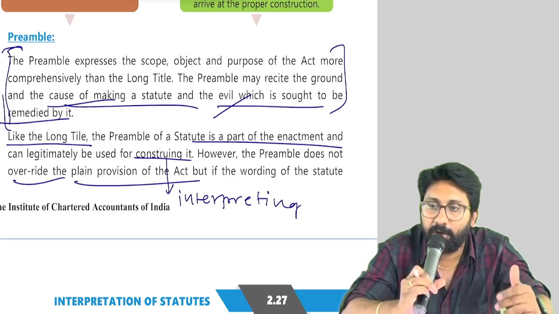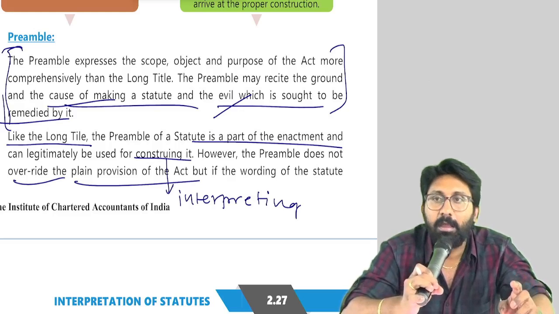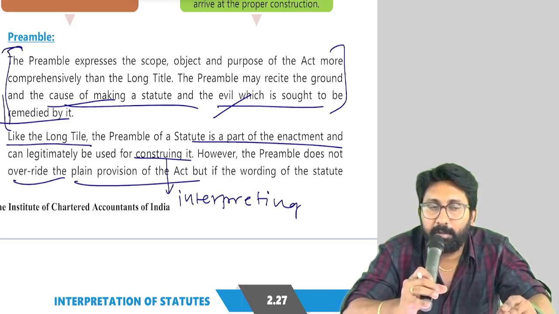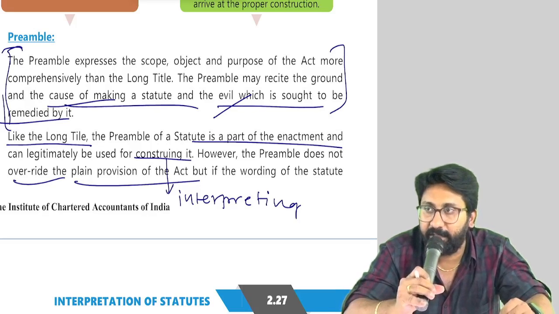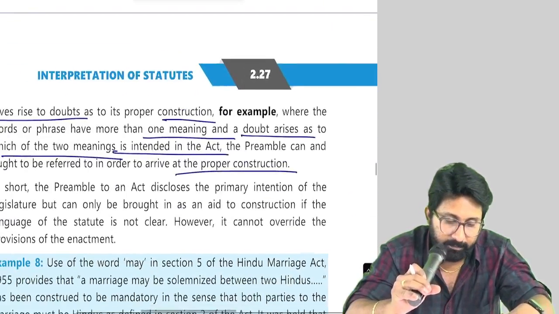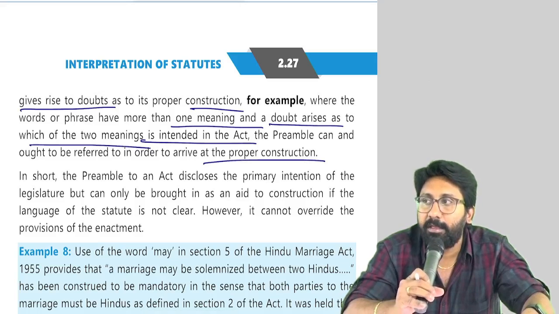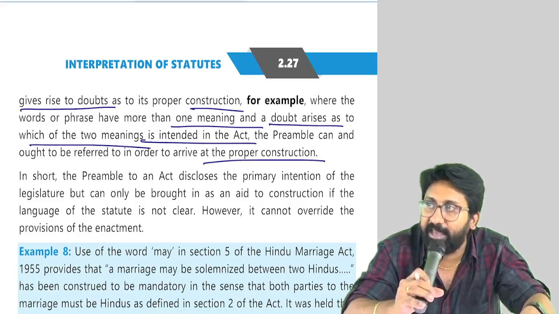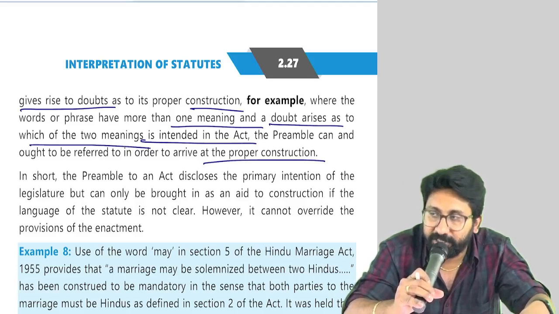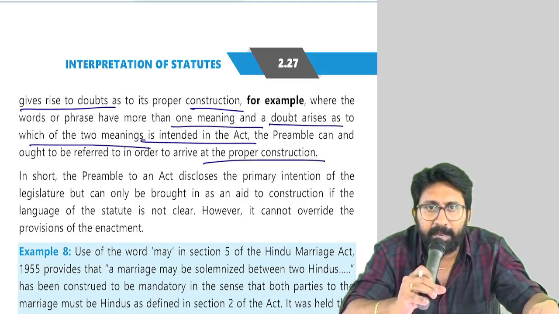Next, point number 1 or 2 or 3 or 4? 4. Point number 4. Preamble cannot override plain provisions of the act. What plain provisions mean, I will tell you. First write down: preamble cannot override the plain provisions of the act.